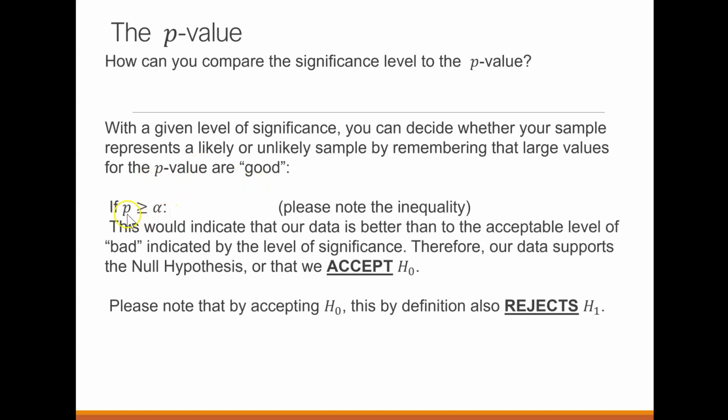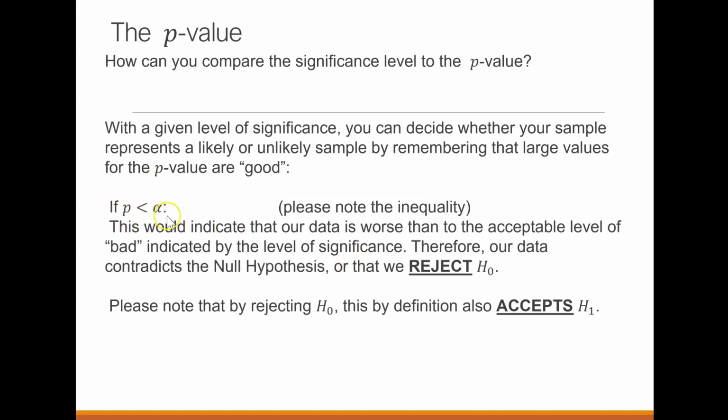So if the probability, the p-value, is greater than or equal to the level of significance, this would indicate that our data set is better than the acceptable level of bad or unrepresentative, indicated by the level of significance. Therefore, our data supports the null hypothesis, or that we should accept the null hypothesis. Please note, by accepting the null hypothesis, by definition, we reject the alternative. Right? You can't accept both of them. If you pick one, it's automatically rejecting the other. Or if you support one, it's automatically evidence against the other.